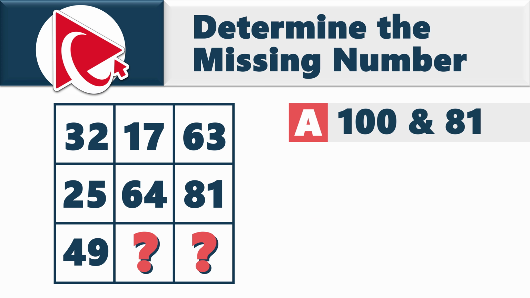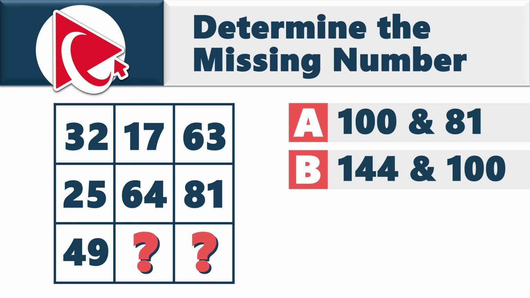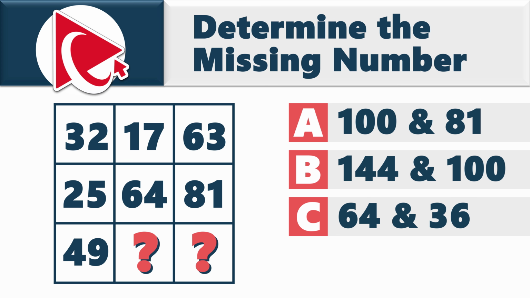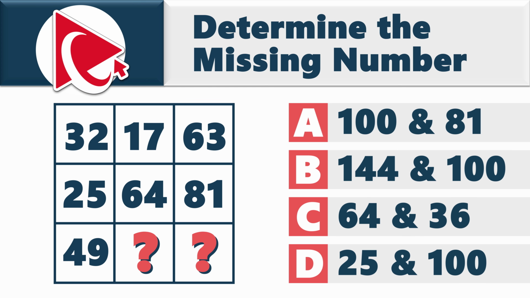Choice A, 181. Choice B, 144 and 100. Choice C, 64 and 36. And last but not least, choice D, 25 and 100.